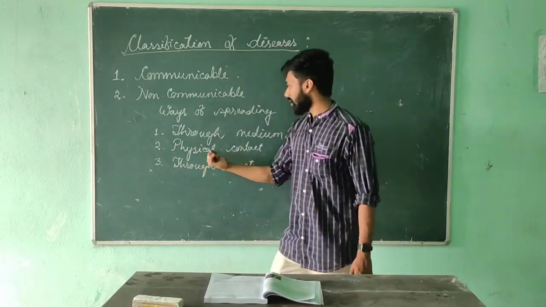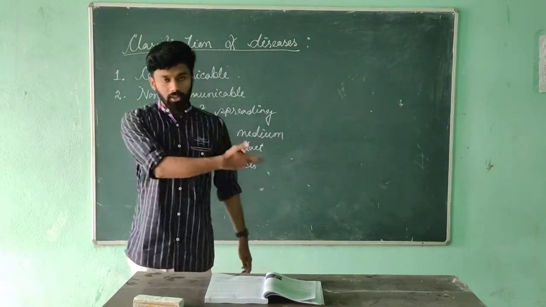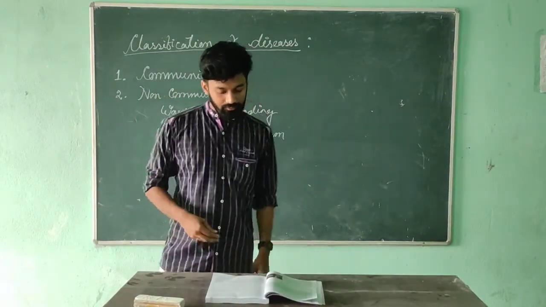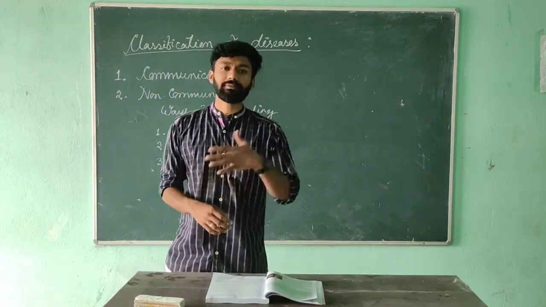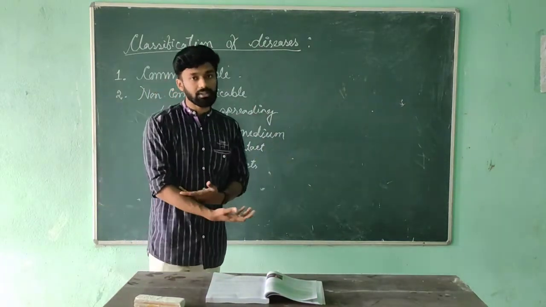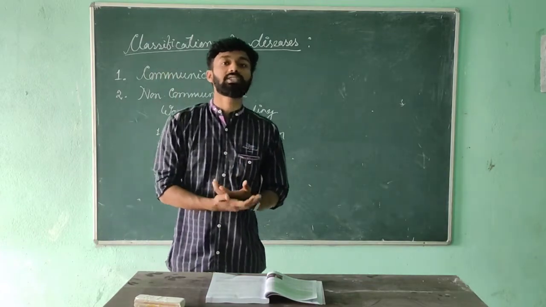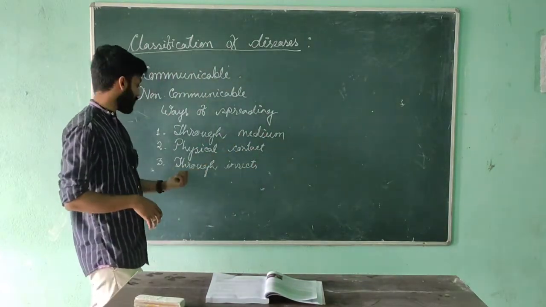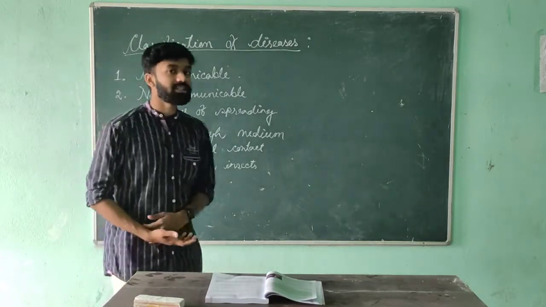Then physical contact. Avoid unwanted contact if you are going outside. If you touch some infected person with some disease, you may also get the disease. So always avoid unnecessary physical contact. Then through insects. Through insects means housefly.